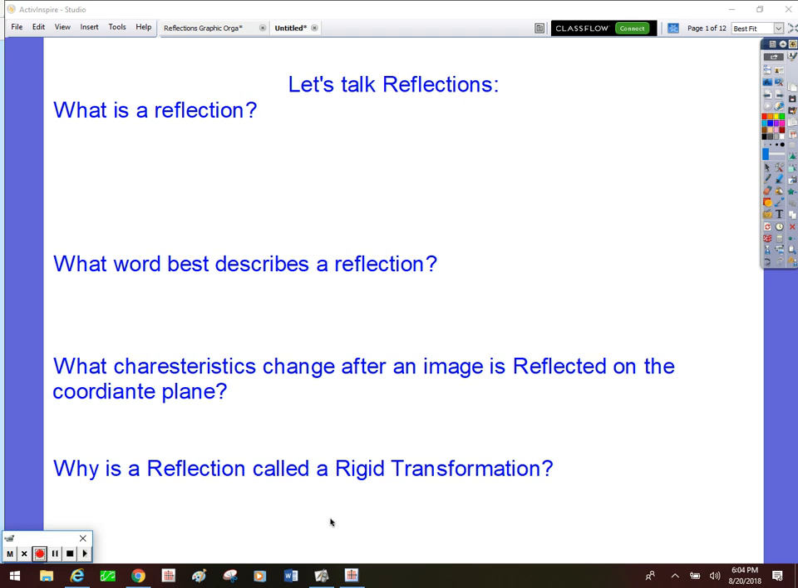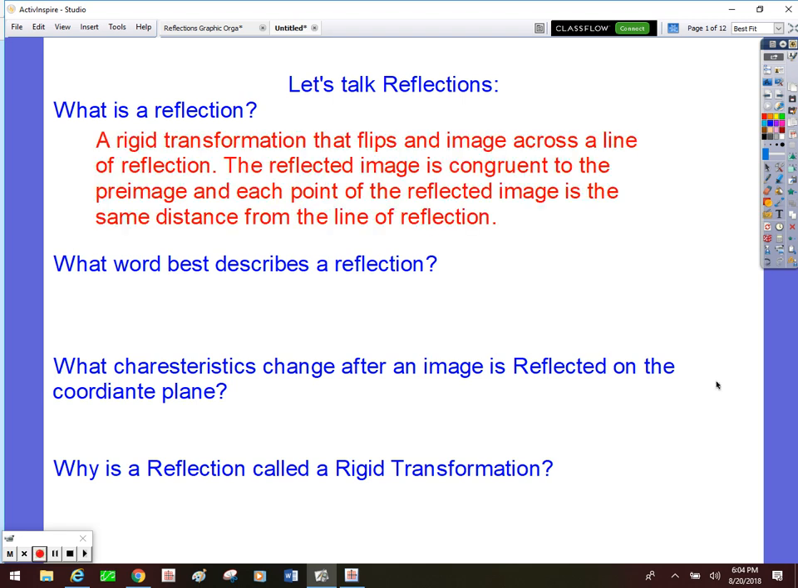Today we started in class, we looked at reflections, and that's what we want to talk about today. Let's go back and review what a reflection is. A reflection is a rigid transformation that flips an image across a line of reflection. The reflected image is congruent to the pre-image, and each point of the reflected image is the same distance from the line of reflection.